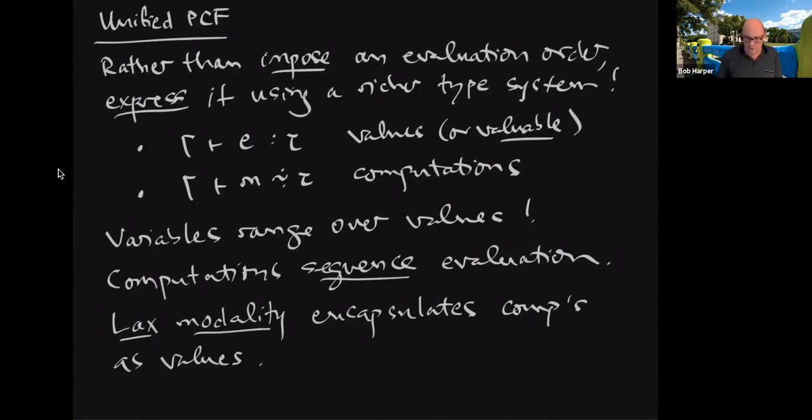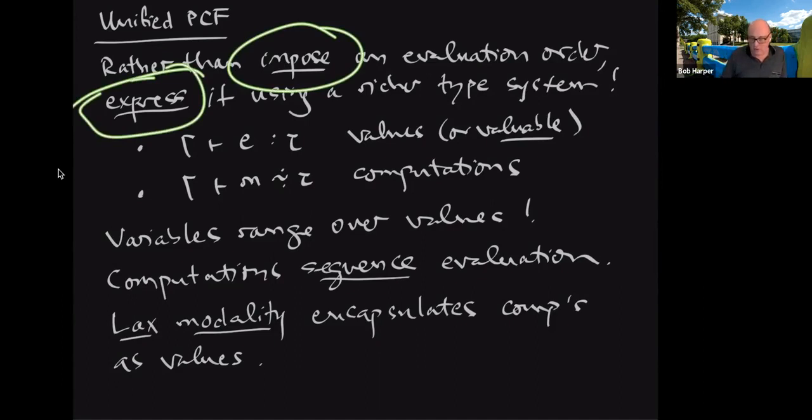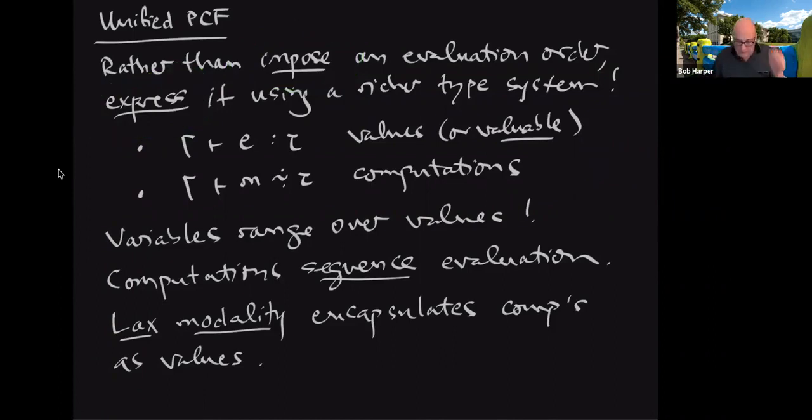So I'm going to call this unified PCF. So what I'm saying is, as I just remarked, rather than impose an evaluation order, what I want to do is express the idea that there is an evaluation order using a richer type system. That's the whole idea. And I'm doing this for pedagogical purposes, because this is going to lead me into several other things in this lecture and in the next lecture as well. So I have a trajectory in mind here, in case you're wondering. So I want to formulate things in this manner for lots of reasons. Okay, but my starting point is, let's make evaluation order explicit.